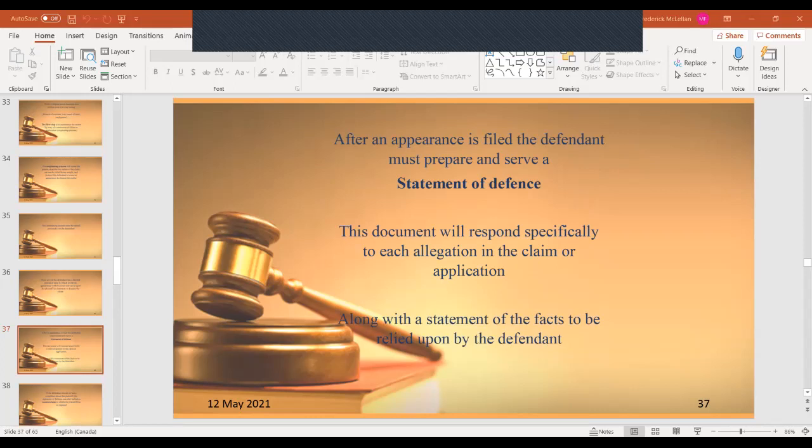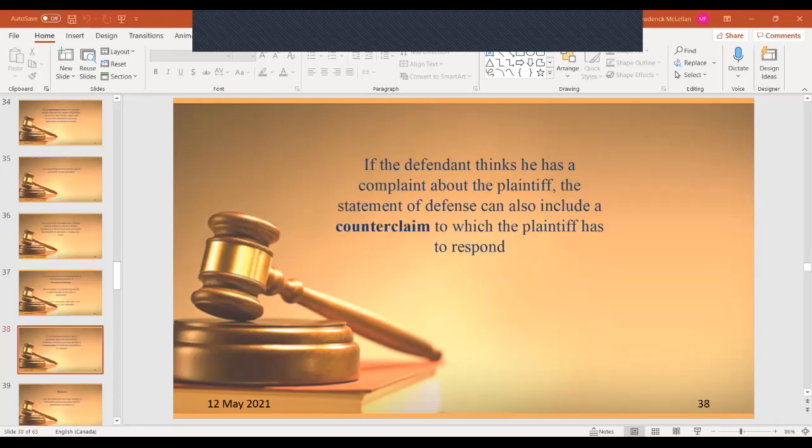So the statement of defense is going to basically say, I did not do what you're saying is wrong, or I did not do it, or even if I did do it, it's not worth this amount of money. So there's variations on what the defense does, right? And along with that, there's going to be a statement of facts by the defendant setting out why the claim should not proceed, right?